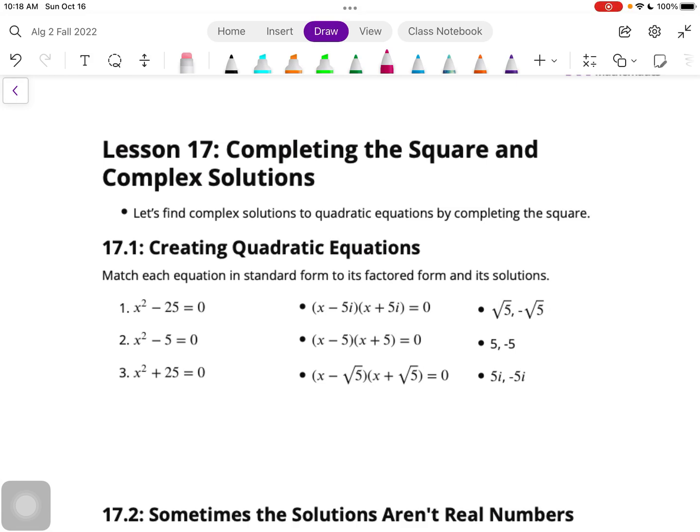All right, let's take a look at lesson 17, completing the square and complex solutions. So for the warm-up, we are matching each equation in standard form to its factored form and its solutions.